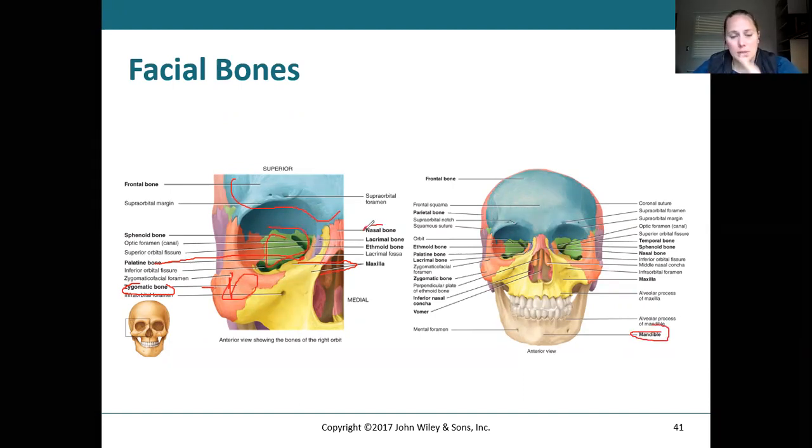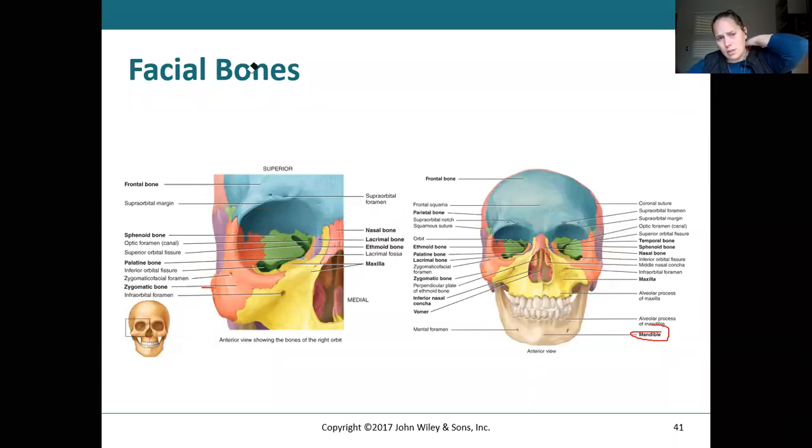Your nasal bone is going to be that ridge right there. Your lacrimal bone is going to be between your ethmoid bone and your nasal bone. And your ethmoid bone is located right below those to provide those sinus cavities.